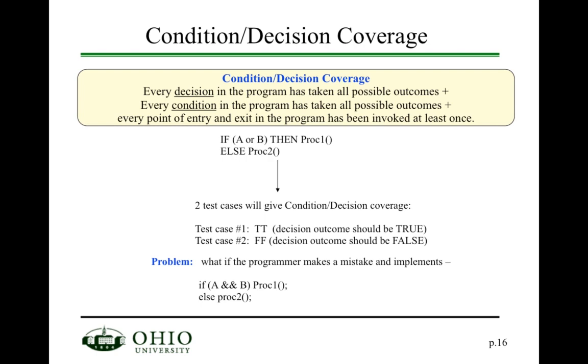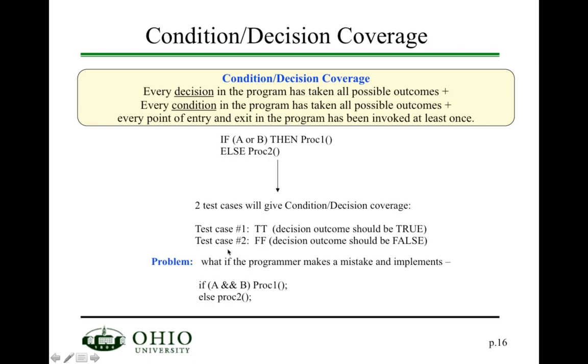Okay? So for example, if you have this low-level requirement, it would take 2 test cases to give condition decision coverage. Test case 1 would be true, true. Test case 2 would be false, false. So in this case, true, true would give you true, since true or true is of course true, which gives you decision coverage for true. And false, false will make the outcome false, and you see every condition, A has been true and false, B has been true and false.